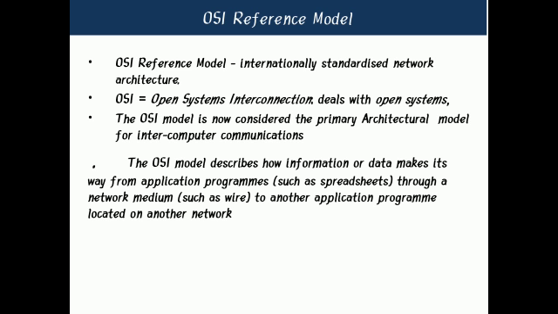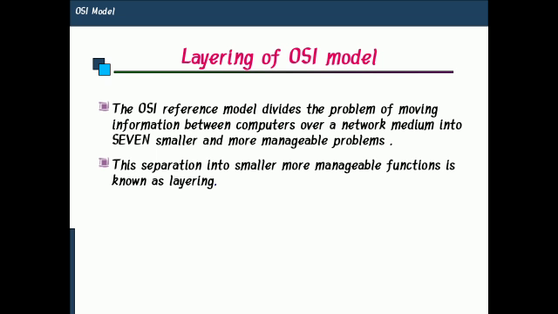Basically, what the OSI model describes is how information or data makes its way from an application program, through a network medium, to any application program located on other networks. The OSI reference model divides the problem of moving information between computers over a network medium. This separation into seven smaller and more manageable functions is known as layering. So basically, we have seven layers within the OSI model.